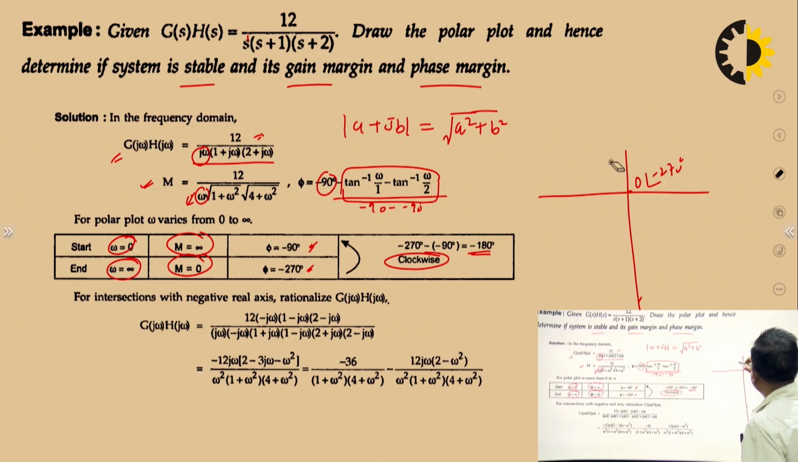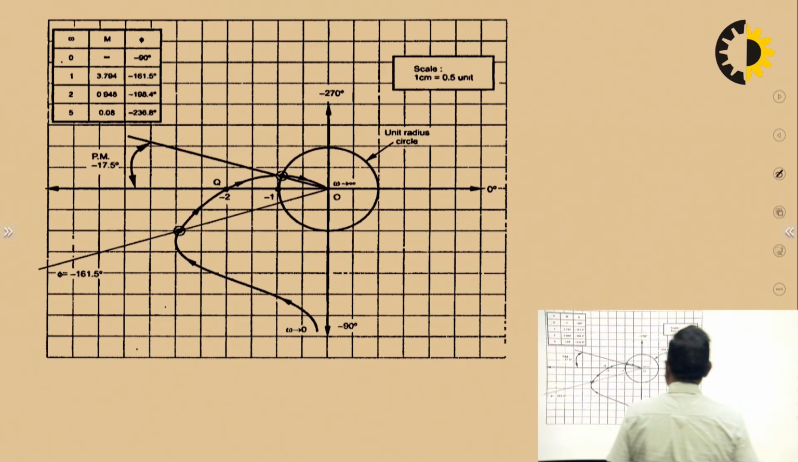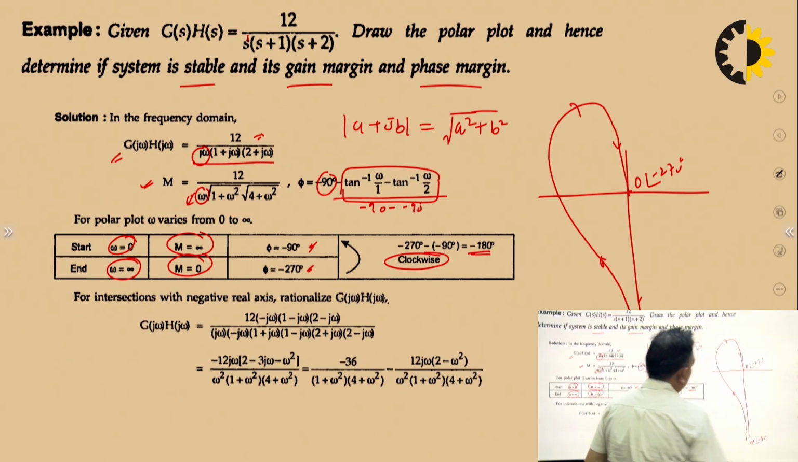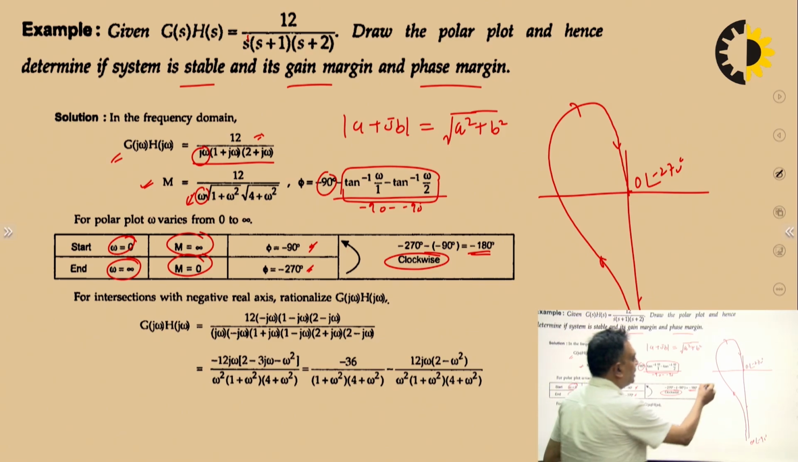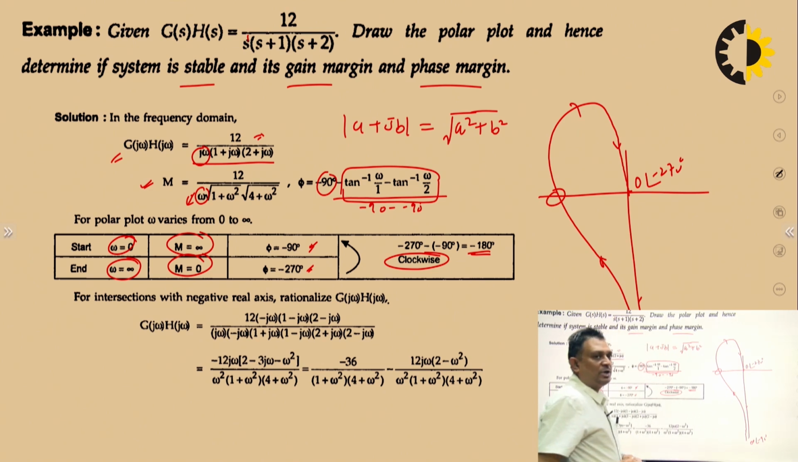So that's why this plot comes out somewhat like this. Okay, so this we have drawn over here, but this is the rough polar plot, and that is the polar plot drawn on the graph paper. So how will we calculate this point? What are the values of these points?